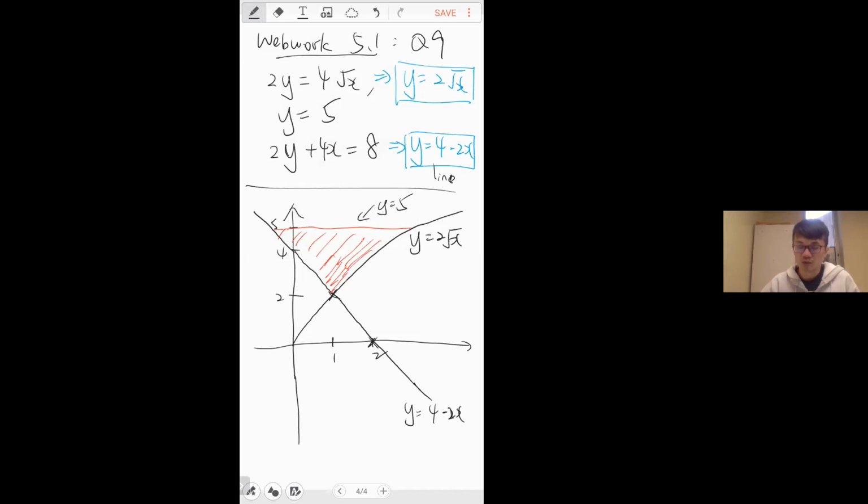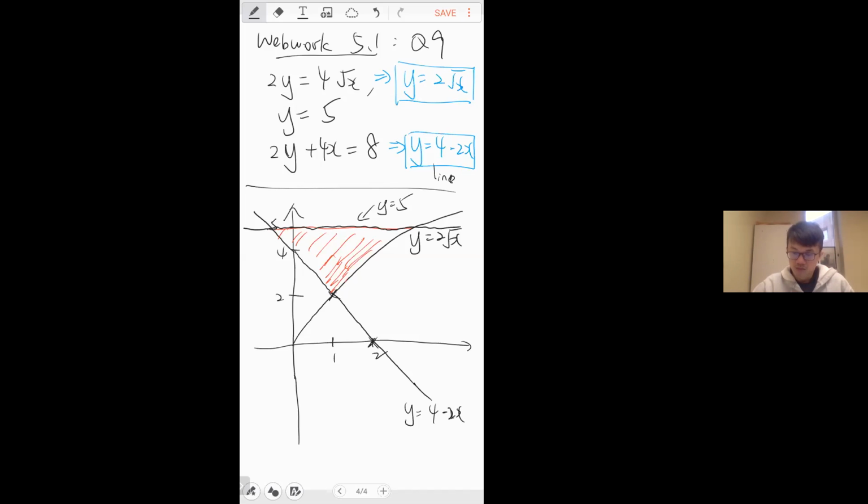So you want to find out the intersection between all those lines. So this one should be maybe black. Yeah, that makes sense. Once you draw all the curves, including y equals 5, you want to find out the region enclosed by these 3 curves, which is what I drew here.